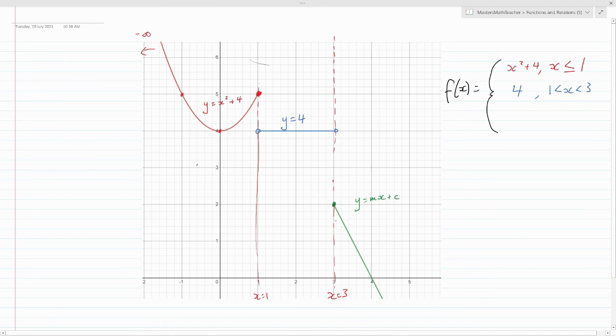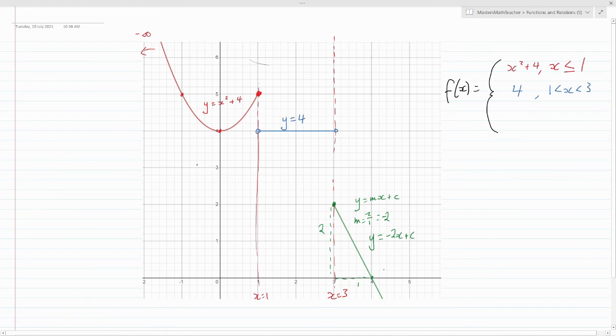Okay, so to find the gradient, we know gradient is rise over run. So we've risen from this point to this point. We've risen up 2. We've gone across 1. So our m equals 2 over 1 equals 2. However, careful here, this is actually a negative gradient. We're going down, it's a downward slope. So this has a gradient of negative 2. So we've got y equals negative 2x plus c.